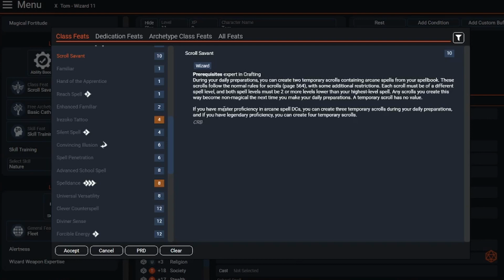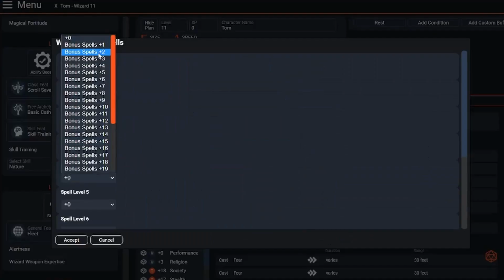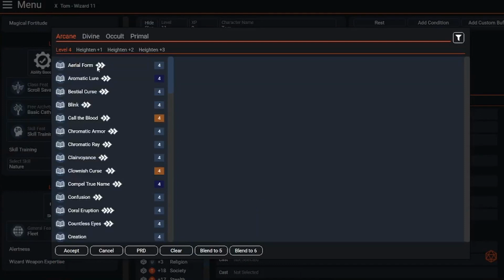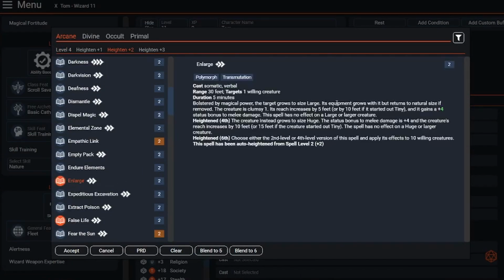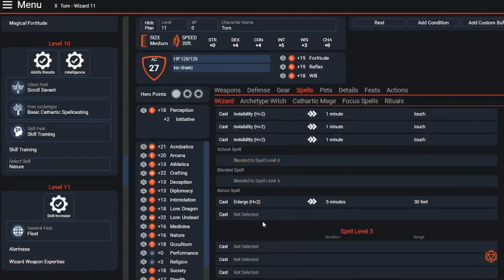So right now we don't have 3 scrolls, we have just 2. So we will gain 2 extra spell slots. Let's add them. And we can prepare a nice combat buff in the form of Enlarge to make a creature huge, give them a bonus to reach and melee damage. Pretty nice to buff our marshals.